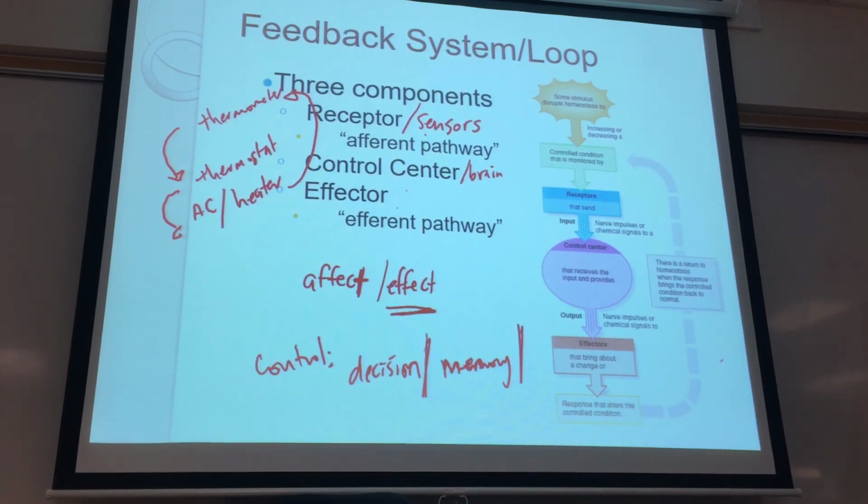Yes? What was the afferent pathway? Afferent pathway is from the receptor over to the control center. That's the afferent pathway. Things that go to the control center, afferent. Things that go out of the control center is the efferent pathway.